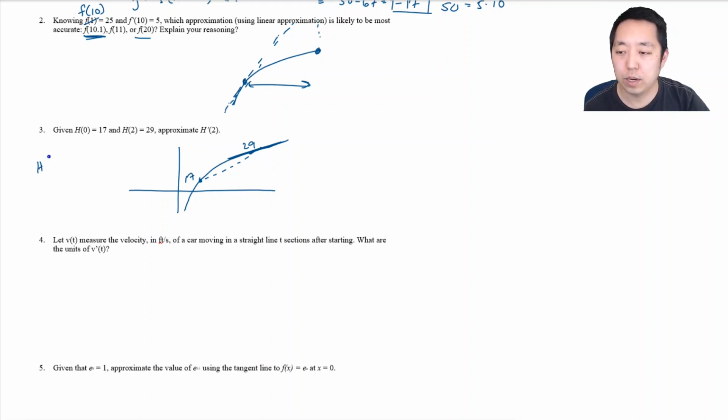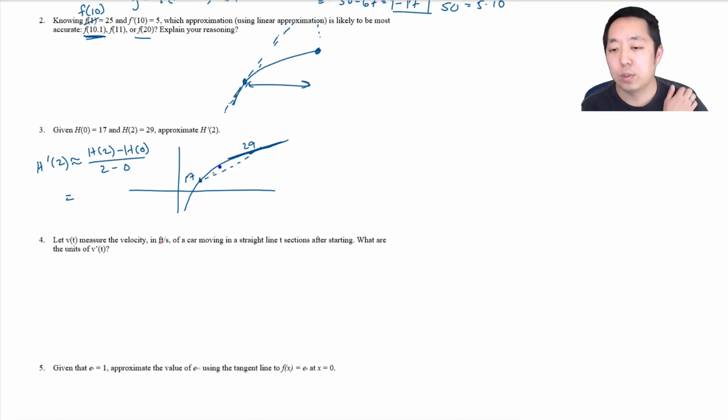So I would say h prime of 2 is approximately equal to h of 2 minus h of 0 over 2 minus 0. Like I said, it's the only slope that's a good approximation. And again, we're just simply using a linear approximation to approximate this value. So this would be 29 minus 17 over 2. That is 12 over 2, and that's equal to 6.